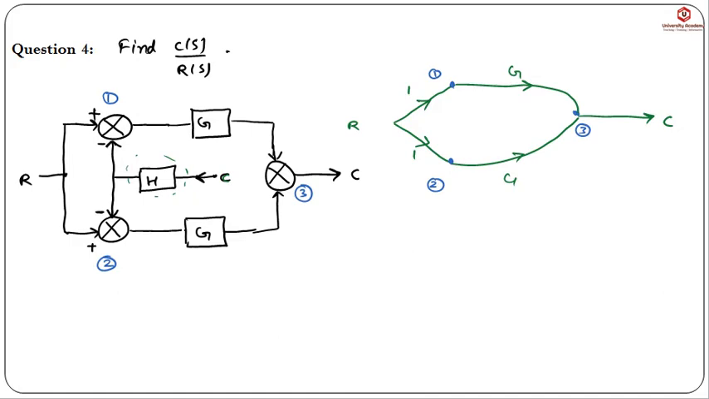It means this node C is connected to node 1 like this, and it is going with the minus sign, so we have to write minus h. Similarly, this node C is connected to node 2 also, and the arrow direction is like this, and the gain will be minus h. Okay, so now this is the signal flow graph.